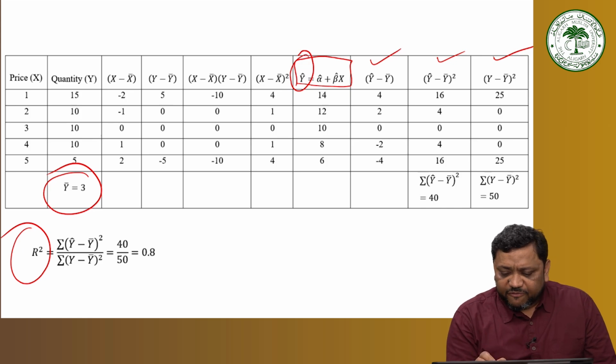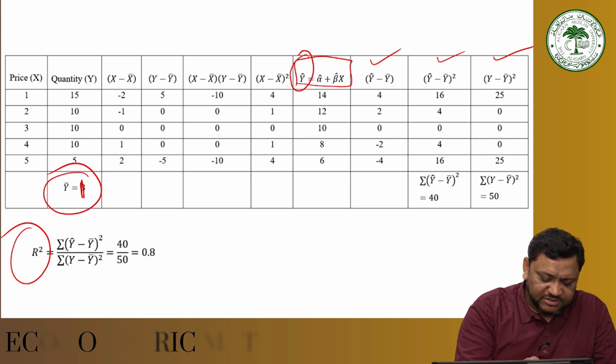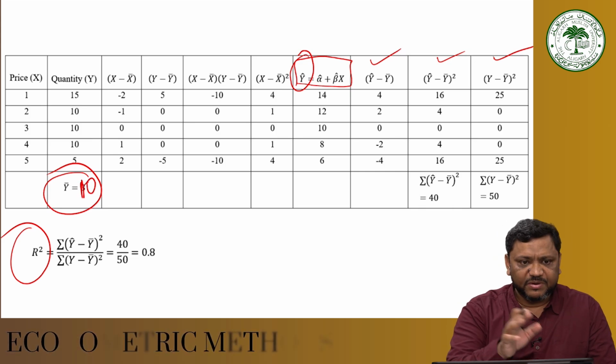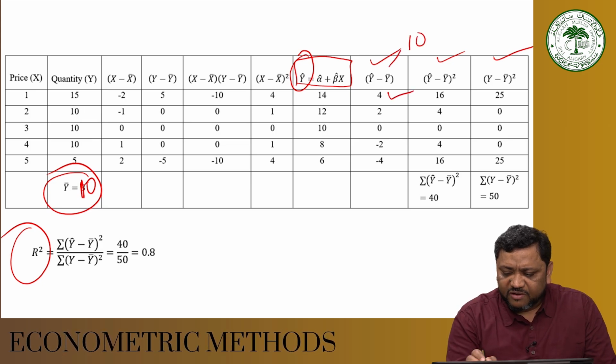So 14, y bar is, there is a correction over here. Y bar is not 3, it is equal to 10. There is a mistake. Please note this correction. So y bar is equal to 10. 14 minus 10, 4. 12 minus 10, 2. 10 minus 10, 0. 8 minus 10, minus 2. 6 minus 10, minus 4.